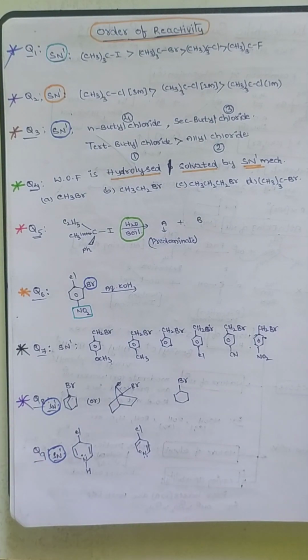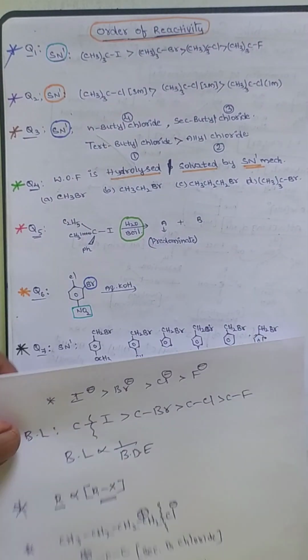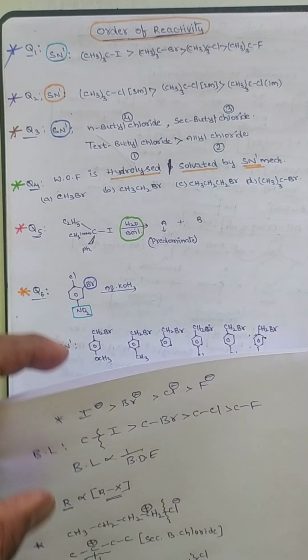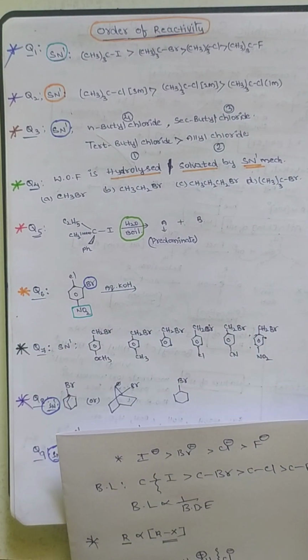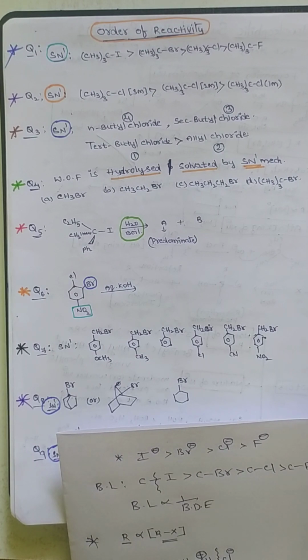In the SN1 reaction, the 3-degree carbocation is more stable than the 2-degree, and the 2-degree is more stable than the 1-degree. Next, which of the following is hydrolyzed or solvated by the SN1 mechanism?